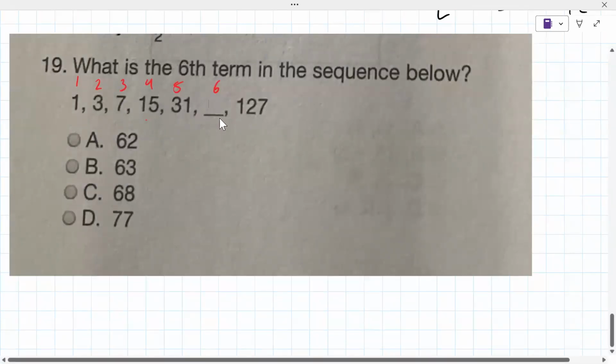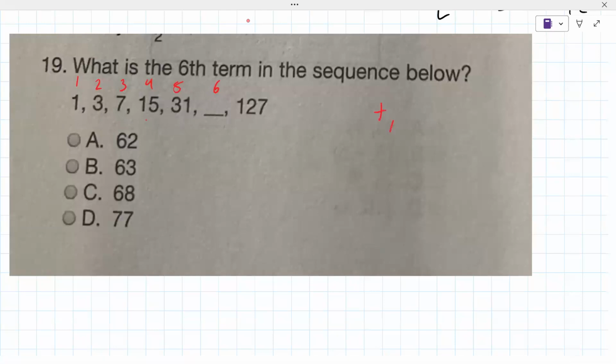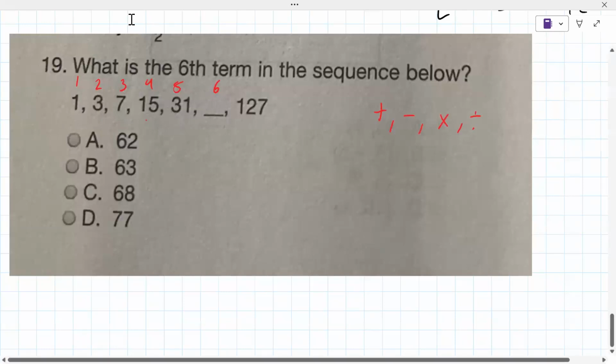What goes in this position right here? So you have to kind of look at this and be like, well, how do you go from 1 to 3, 3 to 7, 7 to 15, and so on? Okay, and typically you're looking at things like add, subtract, multiply, and divide. So take a look at this, see if something stands out to you. Maybe you recognize how to jump between these numbers, and let me know what you come up with.